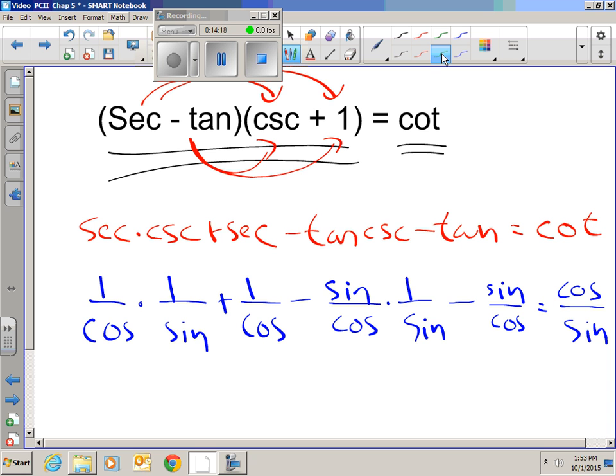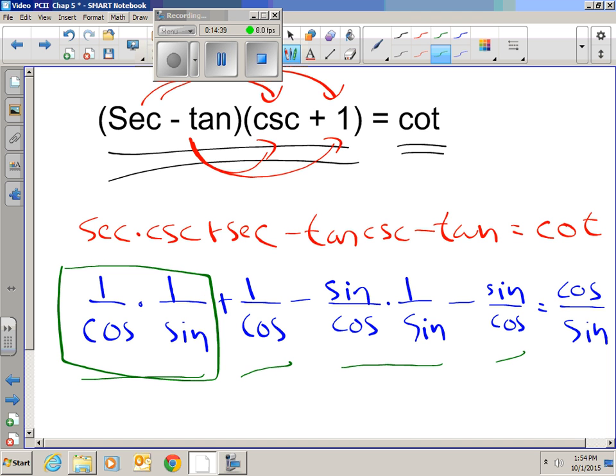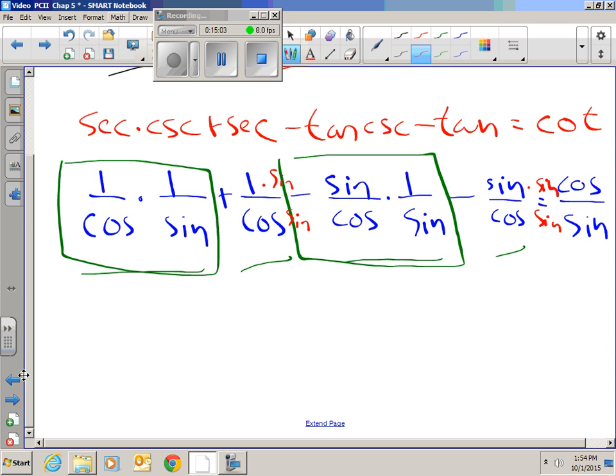Not a lot. Let's get a common denominator. I have one term right here, a second term, a third term right here, and a fourth term right here. Okay? I need to get a common denominator of sine, cosine on all my fractions. I already have it in this term and this term. So what I'm going to do now is multiply this fraction by sine, both top and bottom, and this one by sine, both top and bottom. Okay? So that's now going to leave me on the bottom of all these fractions, cosine sine, and this still, of course, equals cotan, which is cosine over sine.